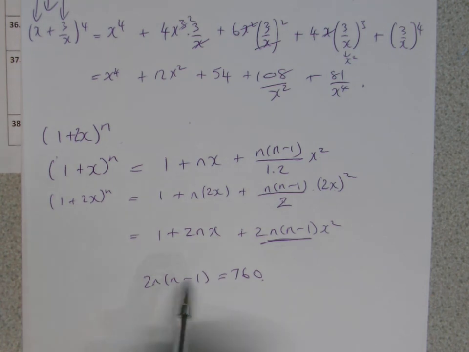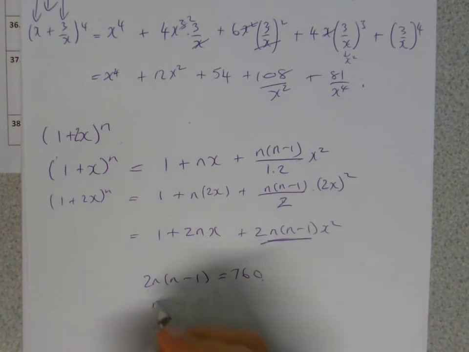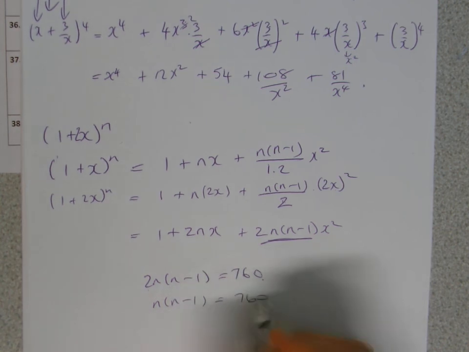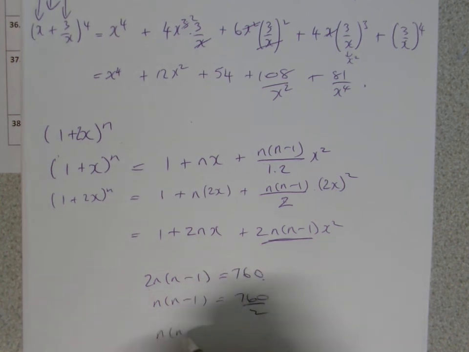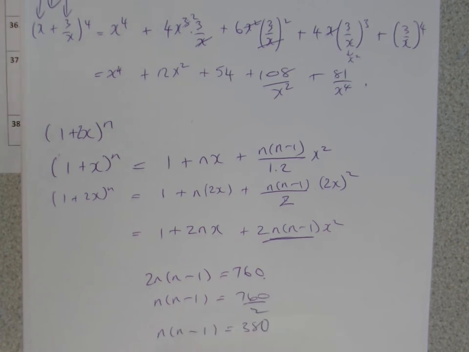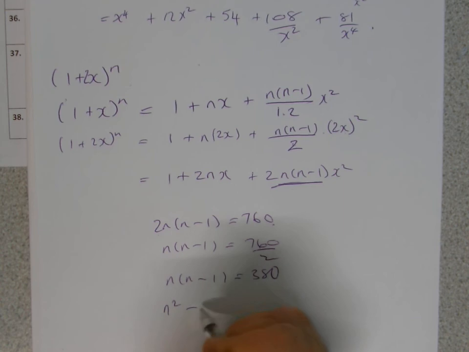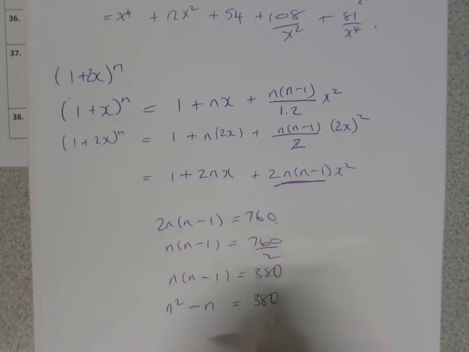Now, of course, we could multiply this out, and I think we'll do that in a minute, but what we could do to start with is, because you've got a 2 here, you could take that over and divide by 2. So you have n(n minus 1) equals 380, and then multiply out. Get it all into one side, and you've got yourself a quadratic.